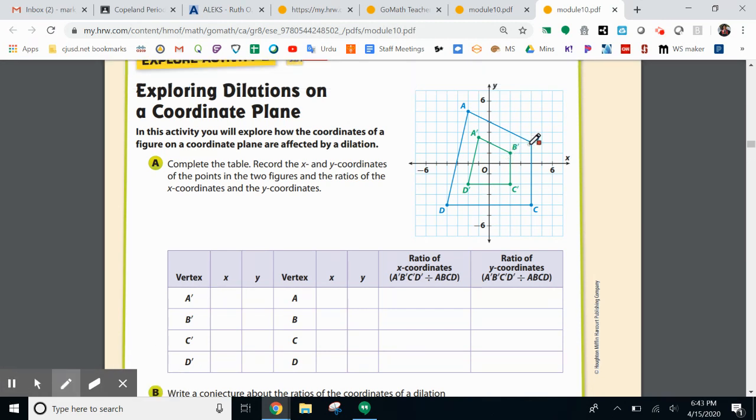So for B and B prime, I'm going to start with B. The X value here, it looks like it's 1, 2, 3, 4 to the right. So for the X value on B, I'm going to put 4. And for the Y value, that goes up 2. So I'm going to put 2. Now I'm going to look at B prime. And so I'm going to erase this coloring. And now for B prime, I'm going 2 for the X value.